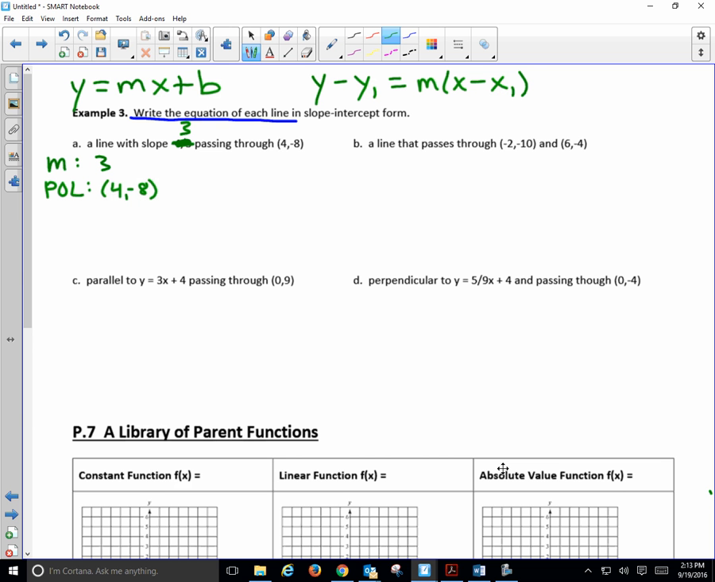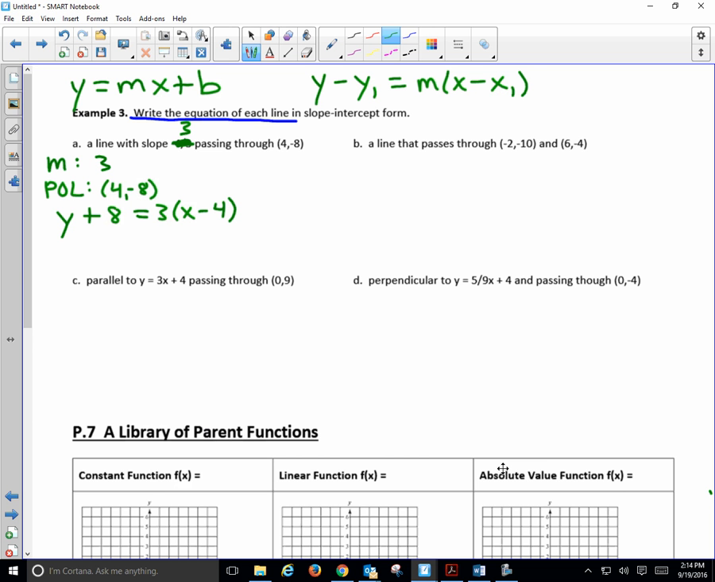So what I'm going to do is take my point slope formula and plug in some important pieces. Negative 8 goes in for my y1. So I have y minus a negative 8, which would be y plus 8, right? Equals, what's m? 3 times x minus, what's my x1 value? What's my 4?